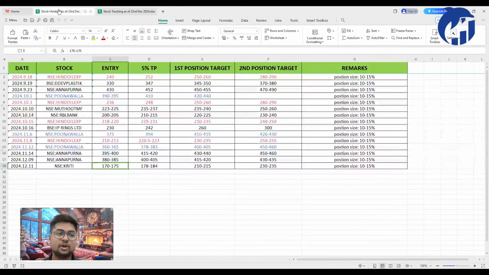So talking about our stock holding, the latest entry which we made was Kriti, and the second latest was Annapurna. So these are the entries which we see in Kriti and Annapurna. Just have a look. We have made 3 entries in Annapurna, 3 entries in Poonawalla and 4 entries in Hindustan Oil Exploration, right?